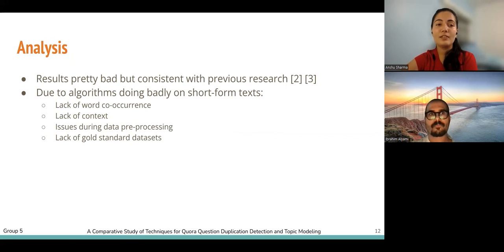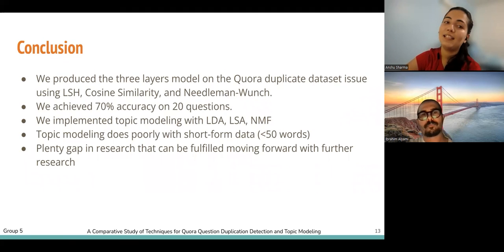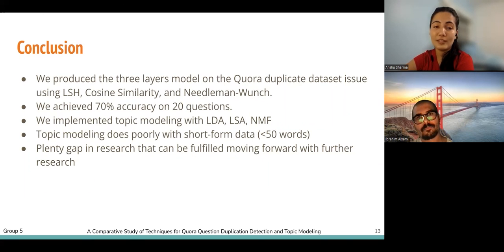So there's a lack of gold standard data sets as well, which also hampered the results of our experiment. So finally, what we learned is that, first of all, we built a 3-layer model on Quora duplicate question detection using LSH, cosine similarity, and Needleman-Wunsch. And we achieved 70% accuracy on 20 questions, which is pretty good. But on the topic modeling portion of our project, we found that topic modeling does poorly with short form data. And we found that there are plenty of gaps in research that can be filled moving forward with further research. Thank you.